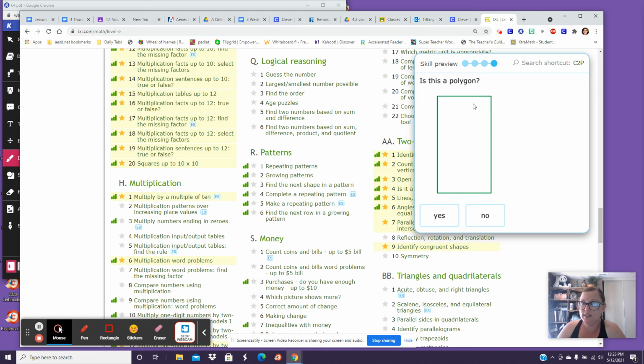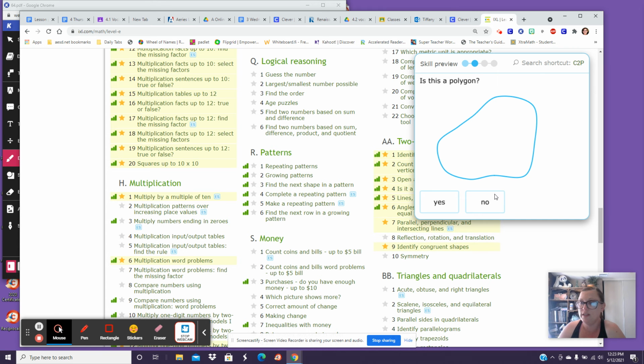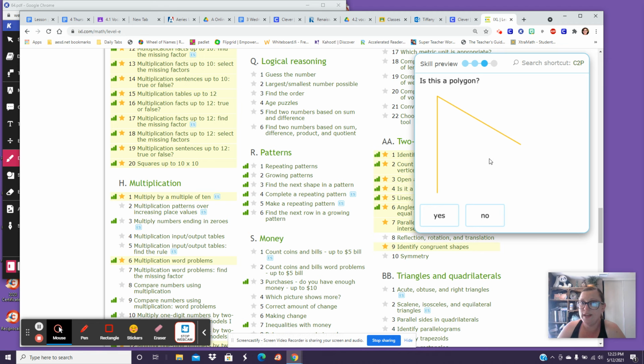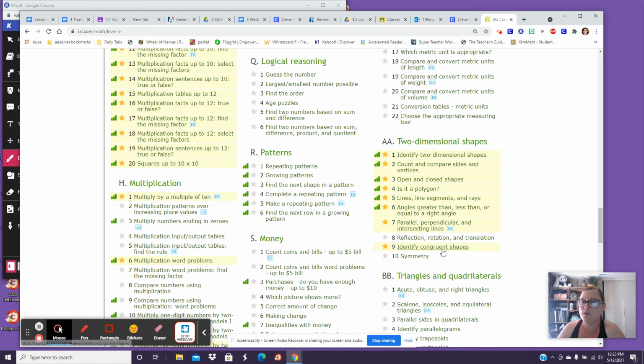So if I look at this, this would be a yes, it's closed and no curves. This would be a yes, it's closed with no curves. This would be a no, it's curved. This would be a no, it's open. Okay, so you got to make sure to remember those things that we practiced yesterday.